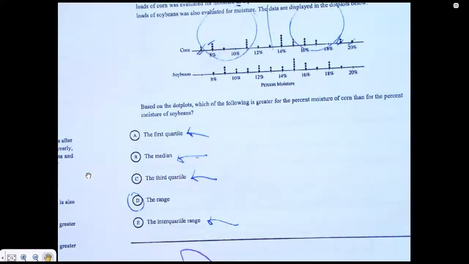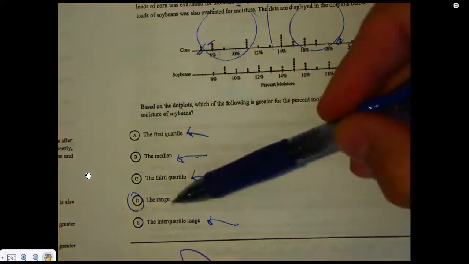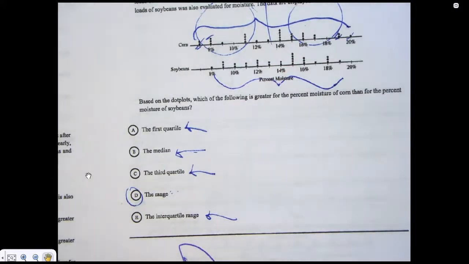Well, to do any of those, I got to start doing all the crossing off and worrying about even numbers and odd numbers. So if I'm taking the AP test, I see that, and I'm like, I really hope that's the answer, because I can just look at it and say the corn, biggest minus smallest, is a lot bigger than the soybean, biggest minus smallest. And thankfully, that is the answer, so we can just stop.